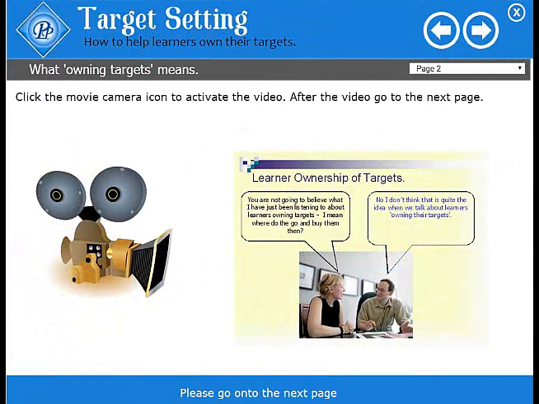Getting targets right is of course very important. This module starts by looking at why we develop targets with learners. It goes on to look at identifying different types of targets that need to be used, and then different ways to help learners own their targets. Identifying the characteristics of well-written targets is another topic, along with the final topic, which is developing action plans to help learners achieve their targets.